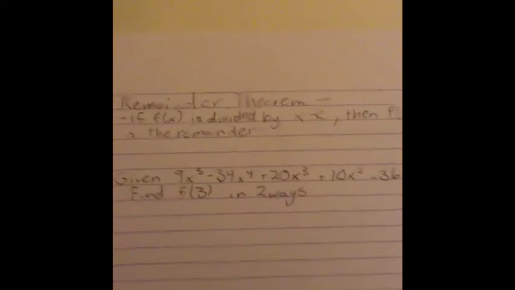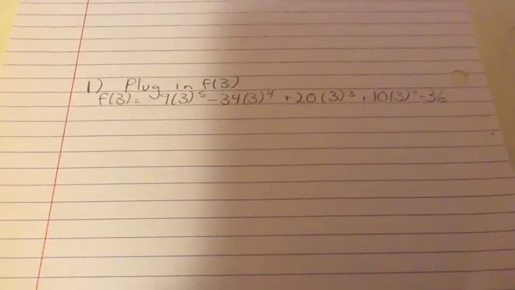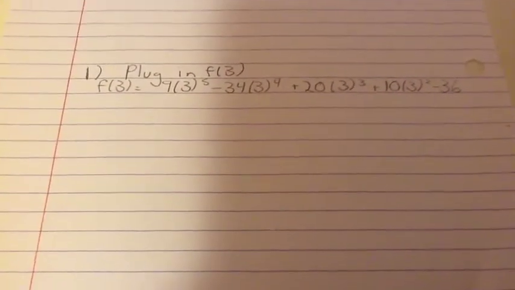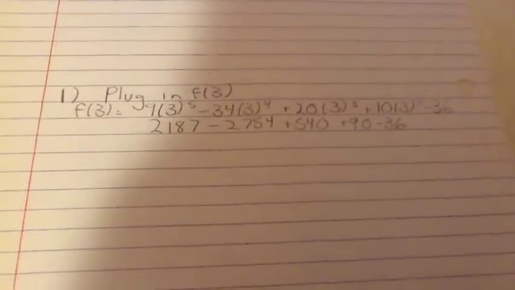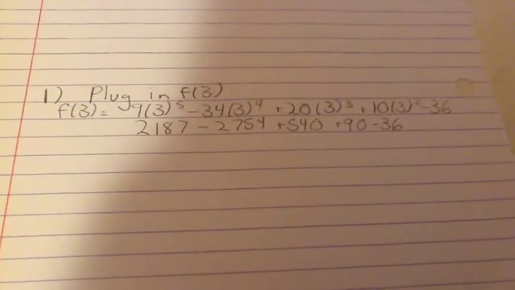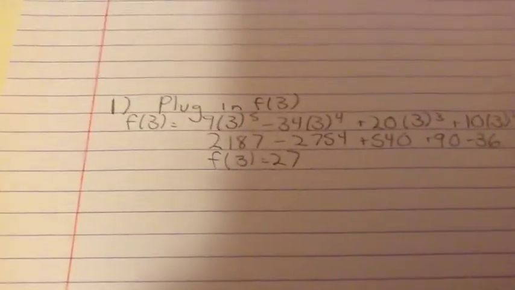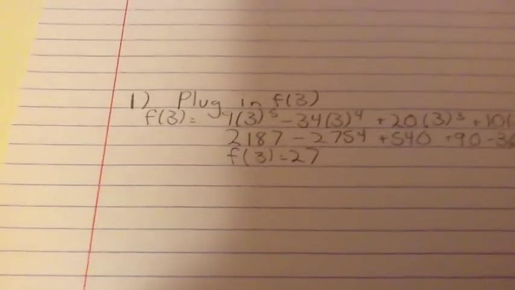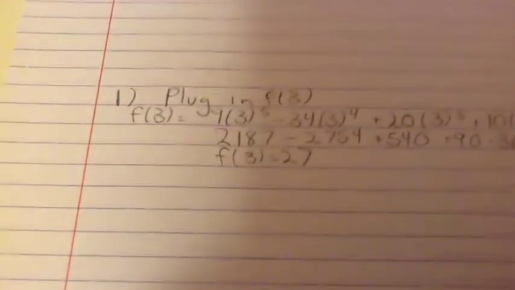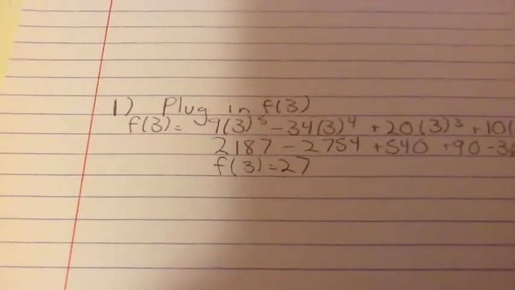Find f of 3 in two ways. The first way is simply plugging in. Plug in 3 wherever an x can go, as shown here. Multiply it all out, and the end result should be f of 3 is equal to 27. Now, in order for this to work, both the remainders must be 27.